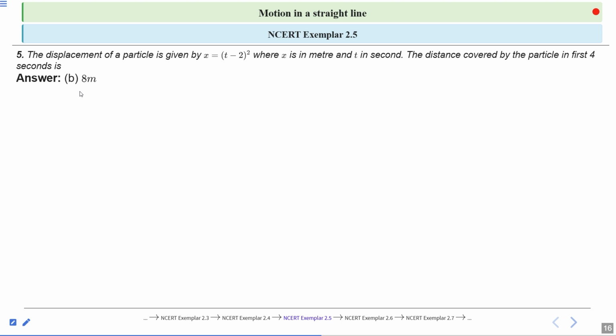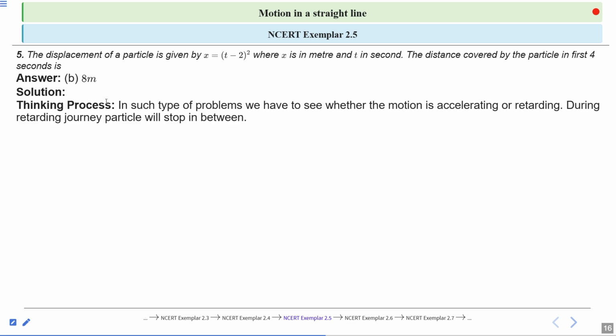So correct answer is option B, 8 meter. Solution: thinking process. In such type of problems, we have to see whether the motion is accelerating or retarding. During the retarding journey, particle will stop in between.